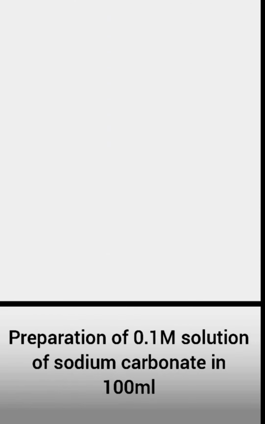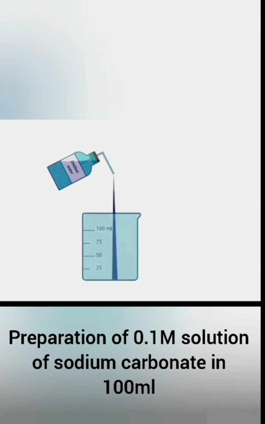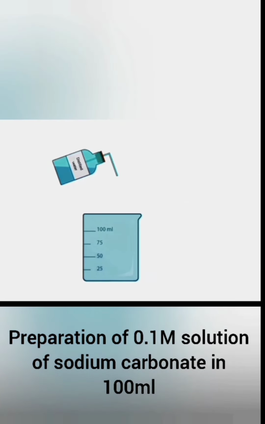Now that we know the mass of sodium carbonate required for this experiment, place a dry watch glass on an electronic balance and measure exactly 1.06 grams of sodium carbonate using a spatula. Then, wash a 100 centimeter cubed beaker with distilled water and transfer 1.06 grams of sodium carbonate into it. Then, add 30 centimeter cubed of distilled water to the beaker and stir till sodium carbonate is completely dissolved.